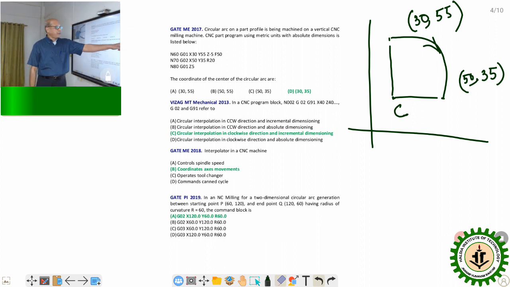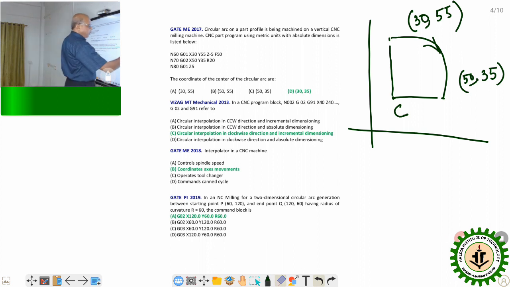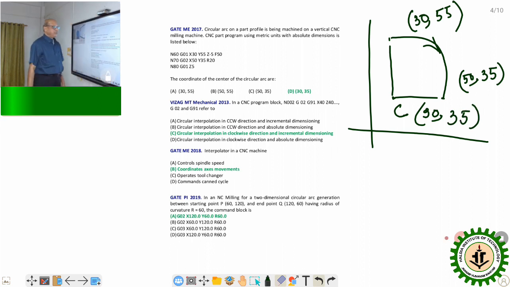So if this is the center point, what will be the coordinate? For the x-axis it will be 30 and for y-axis it will be 35. So this will be 30, 35. So the correct option will be D. That is the coordinate of the center of the circle. So these sort of simple questions you ought to solve using your basic fundamental concept.